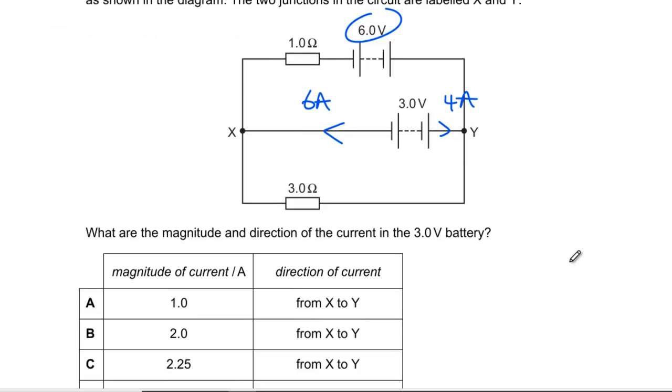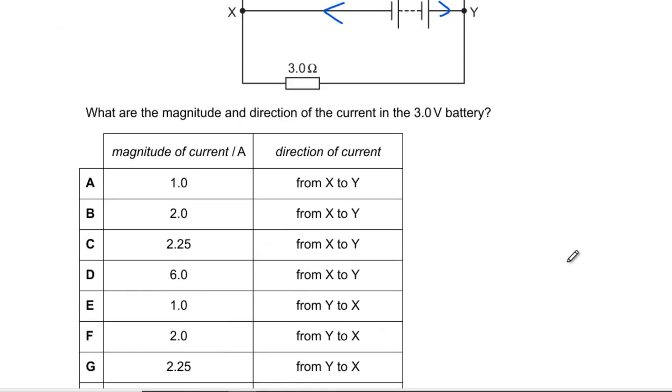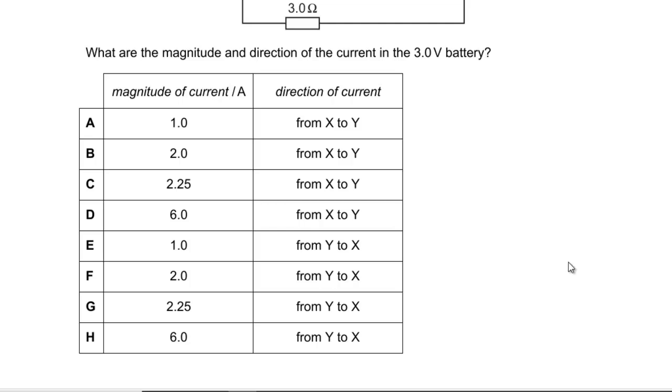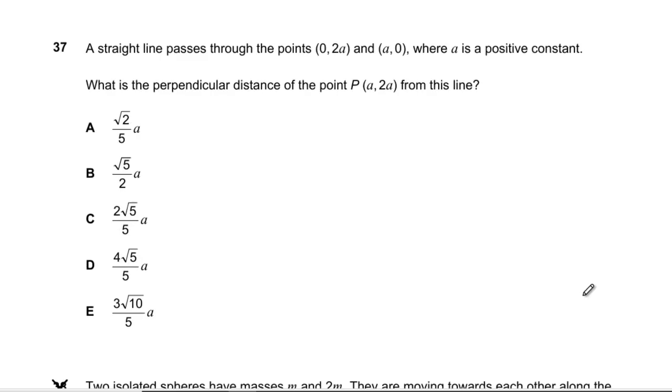Well, they've gone a direct, so 2 amps going from Y to X, which is F. Okay, that was one of the more friendly opposing EMF ones. A straight line passes through those points. What is the perpendicular distance to the point P from that line? Oh dear. Right, this is a positive constant for A.